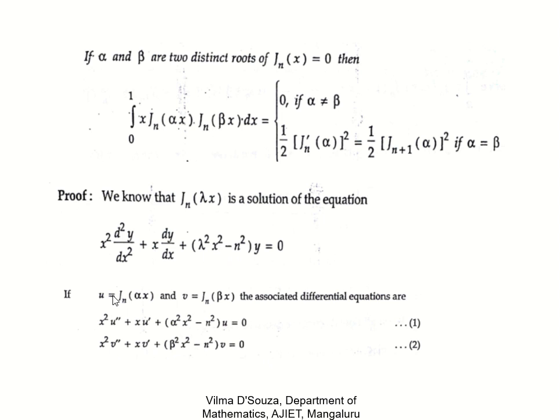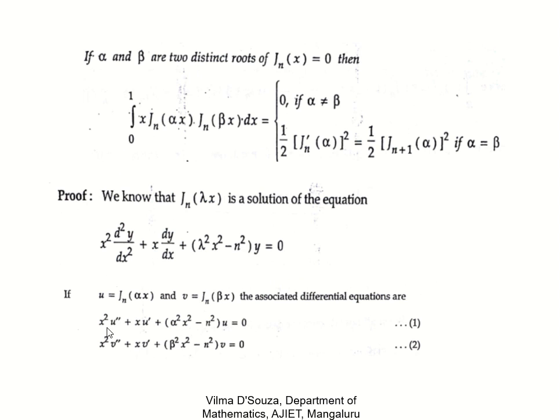So we have taken u as Jn of alpha x and v as Jn of beta x, and the corresponding equations are written with respect to u and v. Equation 1: x square u double dash plus x u dash plus alpha square x square minus n square of u is equal to 0. Equation 2: x square v double dash plus x v dash plus beta square x square minus n square of v is equal to 0.